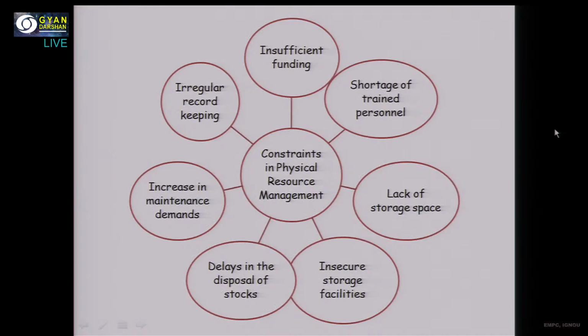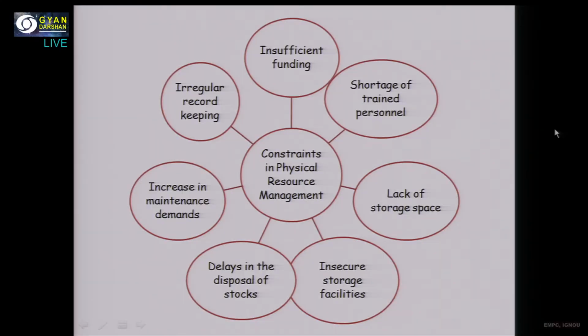And the next one, the insecure storage facilities. We can see that there may not be a secure storage facility for the generator, for the computer room. We need a computer room in every institution. So the storage facility is an important aspect. And then comes the delays in the disposal of stocks. So this is also one of the constraints that we can see, how much delay is happening in the disposal of stocks.